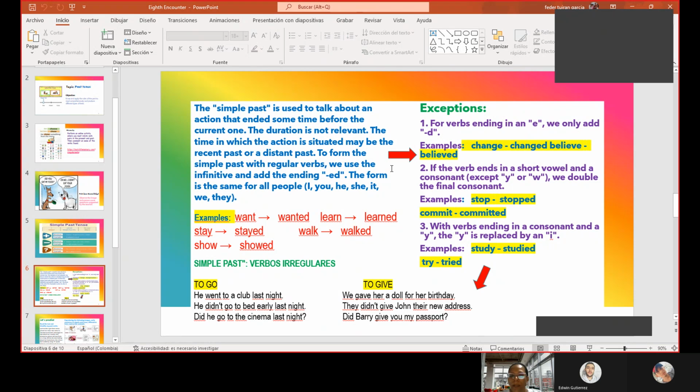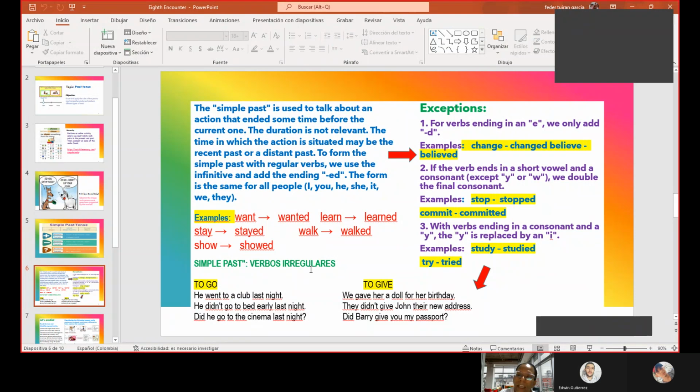Well, do these rules or exceptions apply for all personal pronouns? I, you, he, she, we, they. Well, it's equal for all. No, it's only for the third person. No, it's for all personal pronouns. It's when you are using regular verbs in the affirmative form.